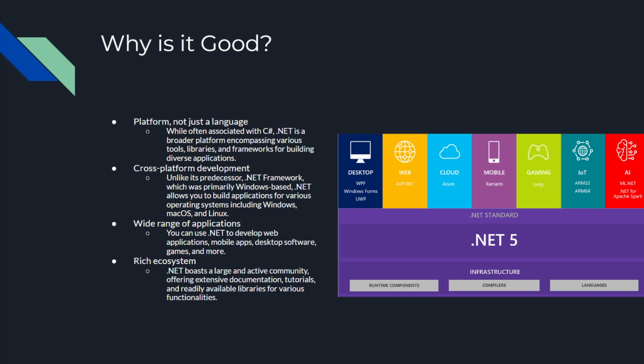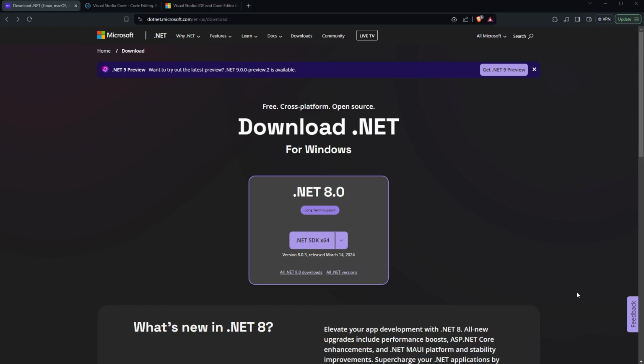And it allows you to build stuff for the web, for cloud, for mobile, for gaming, Internet of Things, AI, and desktop. Now, the first thing that we need to do is actually download and install .NET. I'm not going to go through all the small, minute details here, but to use .NET, especially with Godot, you need to download .NET. So click on this right here.